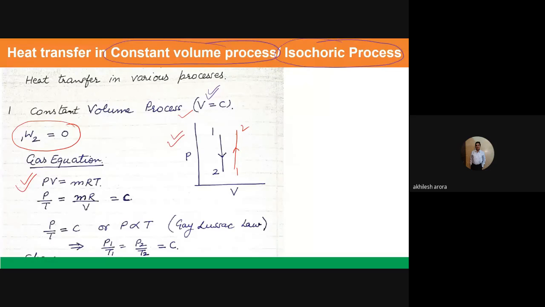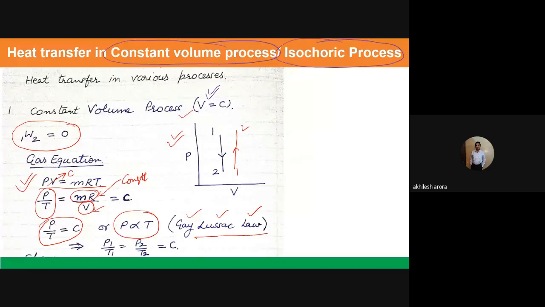I told you I am going to calculate the heat transfer for an ideal gas only, which is undergoing various types of processes. So this is the equation. Once V is constant, I can say P by T is equal to mR divided by V. mR is constant for a gas, and V is also constant during this process. So I am left with P by T equal to constant, or I can say pressure is proportional to temperature, and this is known as Gay-Lussac's law.